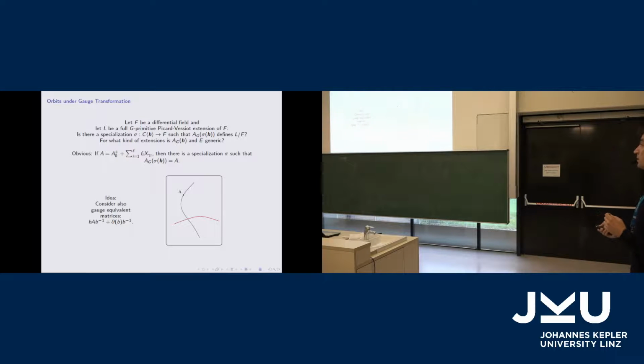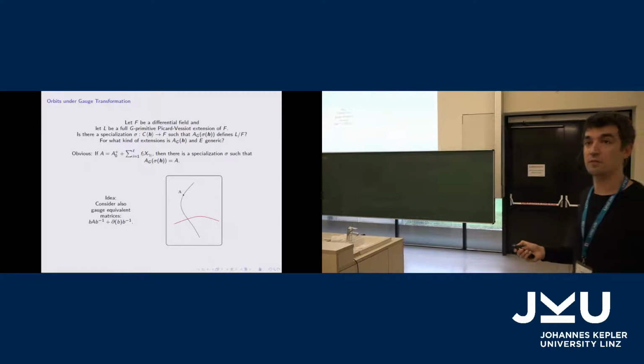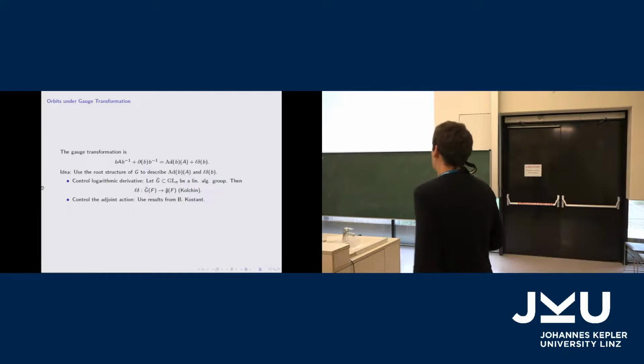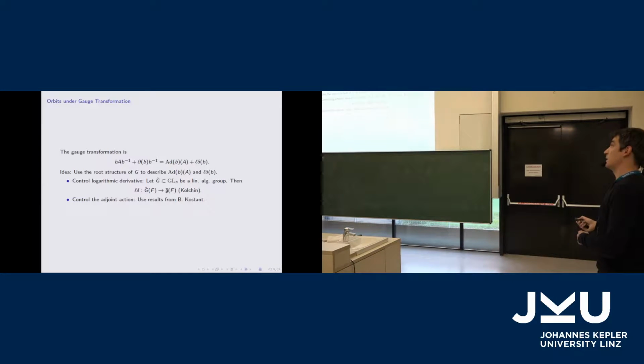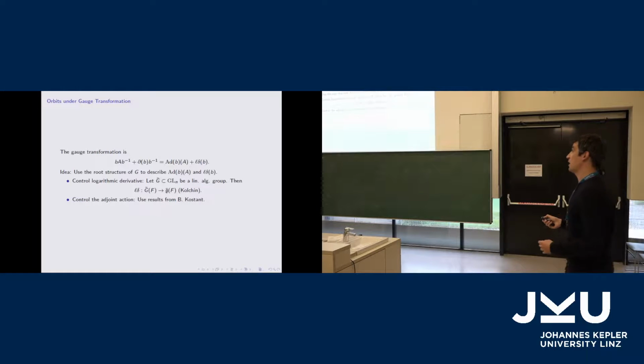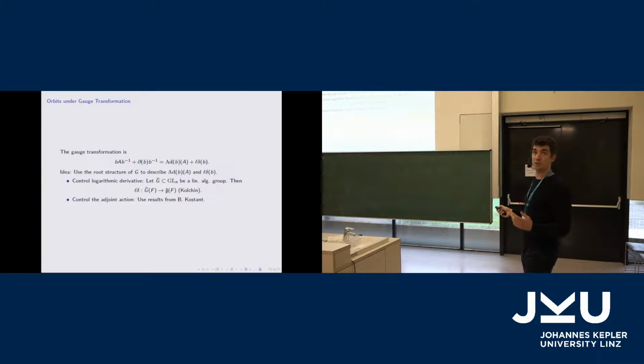So this box here is the Lie algebra of the group. This red line is the set of all specializations of our equations, and now we want to give a condition for this matrix A such that the orbit under gauge transformation intersects this line. So is the matrix A gauge equivalent to a specialization of our equation? All right, so let's have a look at the gauge transformation. Roughly speaking, the gauge transformation can be decomposed into an algebraic part and a differential algebraic part.